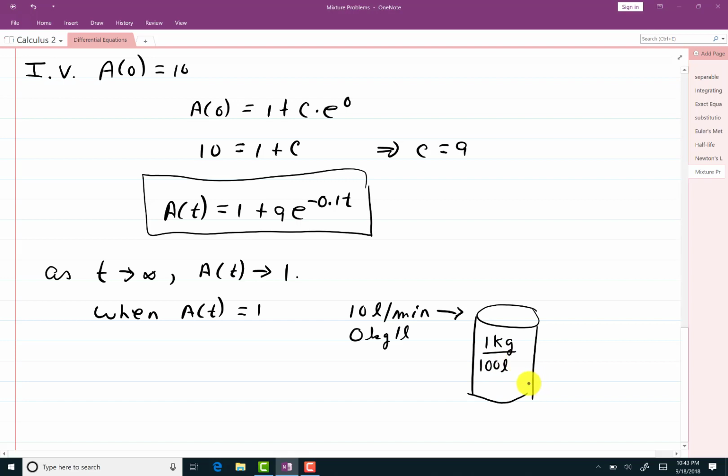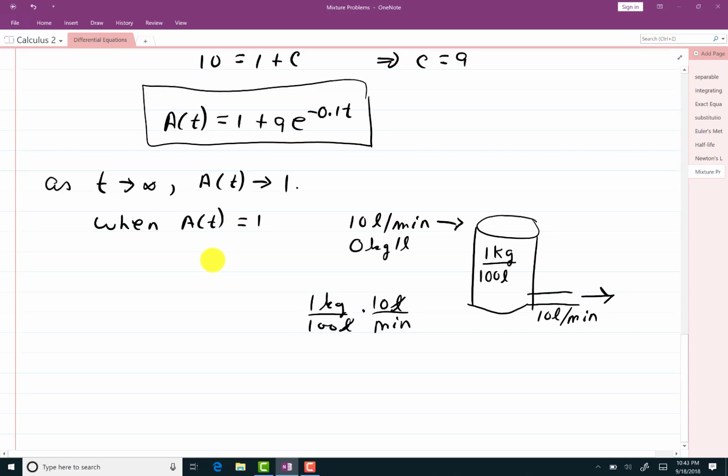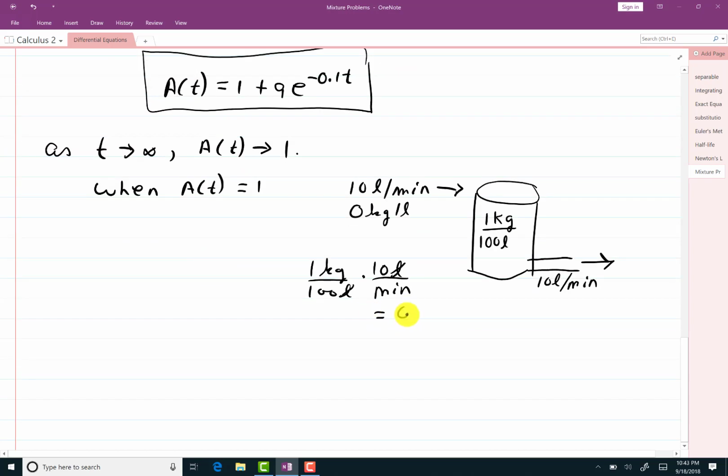Now coming out this side is 10 liters per minute. So if you look at what's happening here, if I look at the salt that's going out, I have 1 kg per 100 liters times 10 liters per minute. The liters cancel out, and you're left with this here equals 0.1 kg per minute.